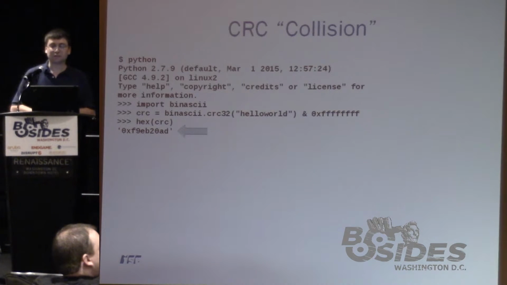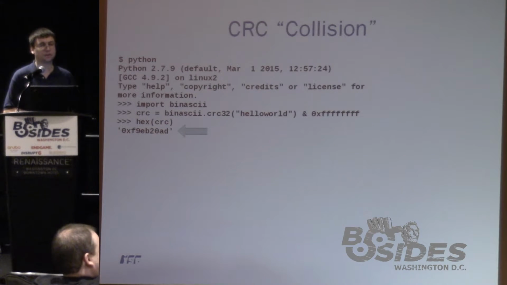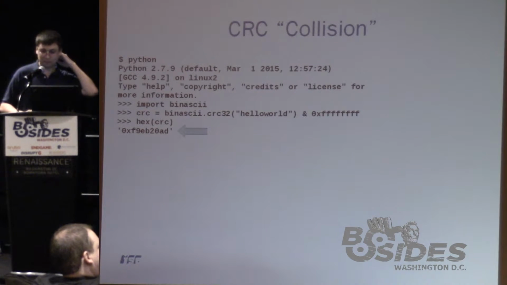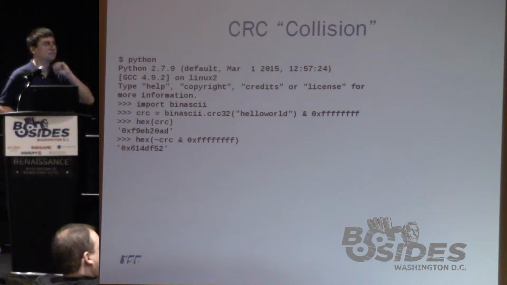So starting out, I'm using a Python built-in implementation just for ease of use. We take the CRC of the string hello world, we get a 32-bit value. The and constant there is to force it to be unsigned, so that's not important. So the CRC of hello world is some value. The bitwise not of that CRC is exactly what you would expect.